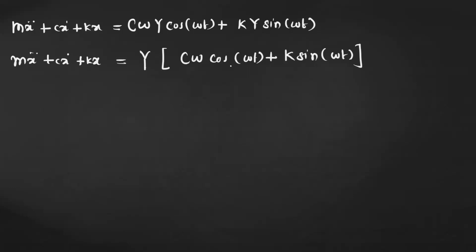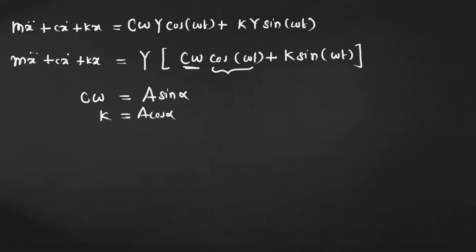Okay. So now here we will try to simplify this equation. So we will assume c omega, that is this value, as A sin alpha and the k value as A cos alpha, because this complete equation is assumed as an expansion of sin(omega t plus alpha). Okay.